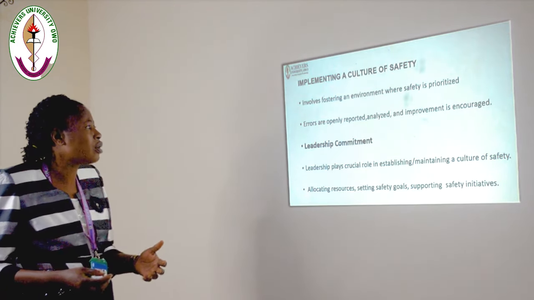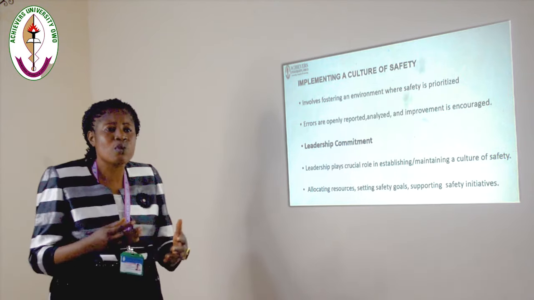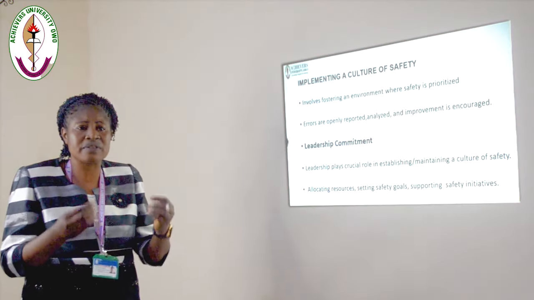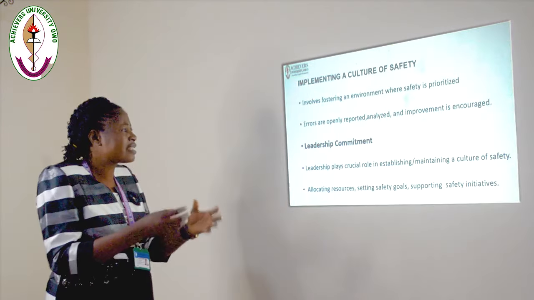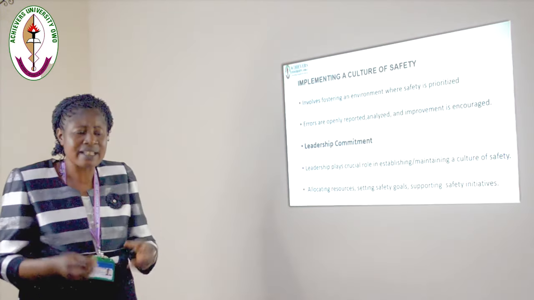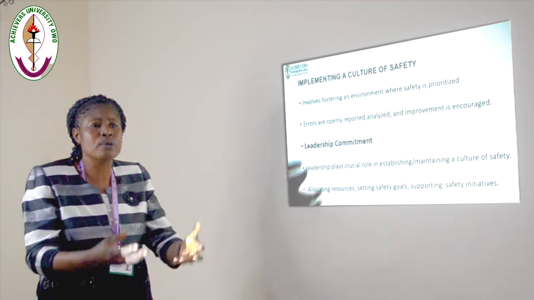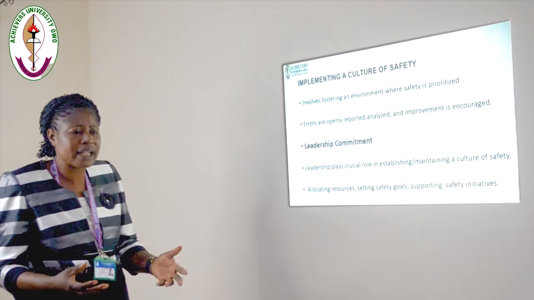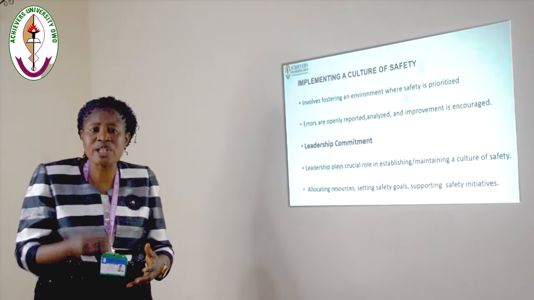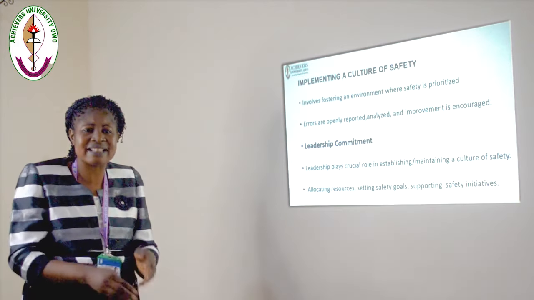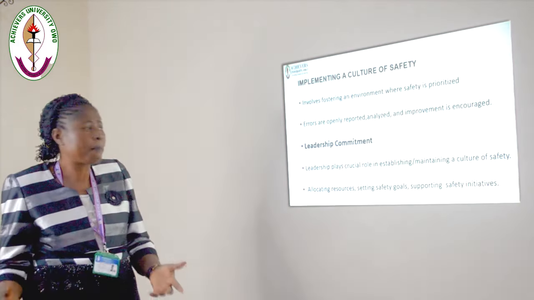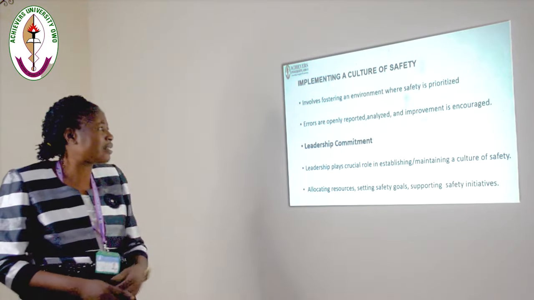How do we go about it? We allow an environment whereby our priority is to ensure safety. Therefore, if there's any error, if anything happened that negates this, the nurses should be able to come out openly to report it, and when it is reported, it should be analyzed and improvement should be encouraged, rather than hiding it out of fear of being punished.